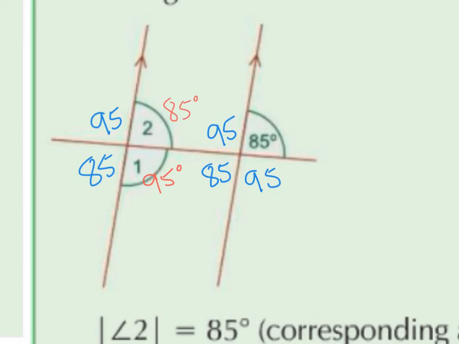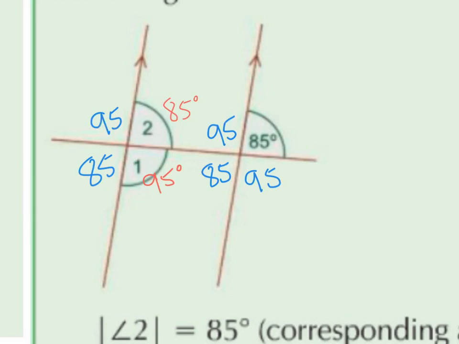And also, angles around a point, or angles in a full circle or a full angle, should add up to 360 degrees. So 95 plus 85 plus 95 plus 85 adds up to 360 degrees. And likewise over here as well, 360 degrees.